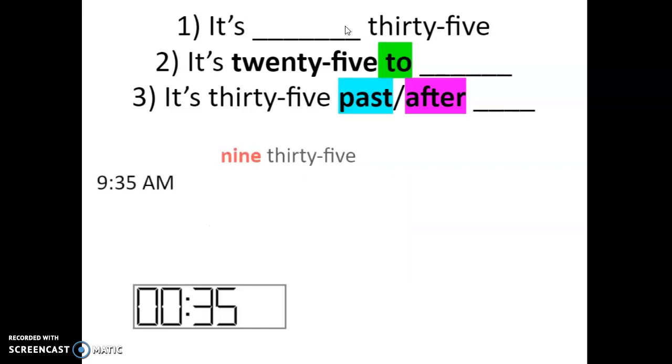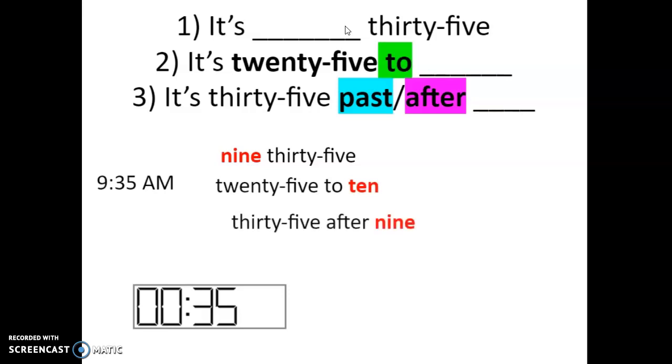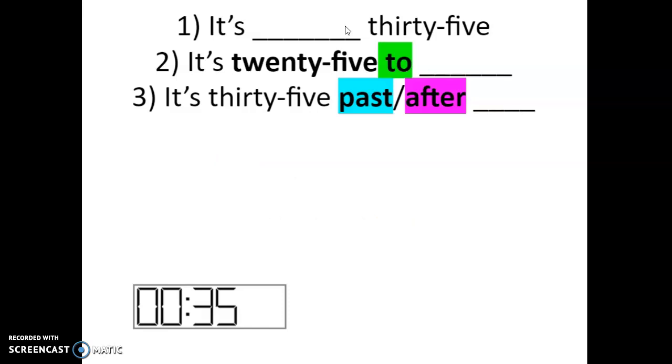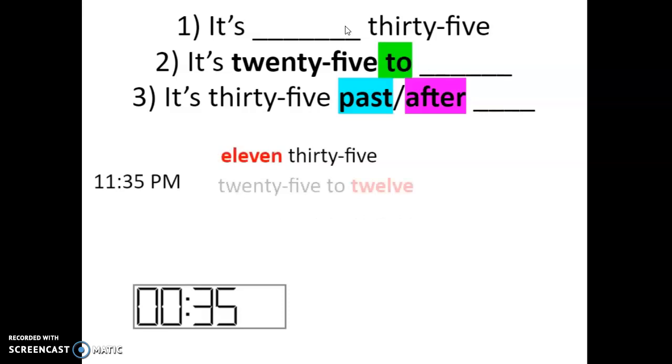Here, we have it's 9:35. The next hour, it's 10. This is why we say it's 25 to 10. Or it's 35 after 9. In this case, the next hour is going to be 12. So we say it's 25 to 12. Or it's 11:35 or 35 past 11.